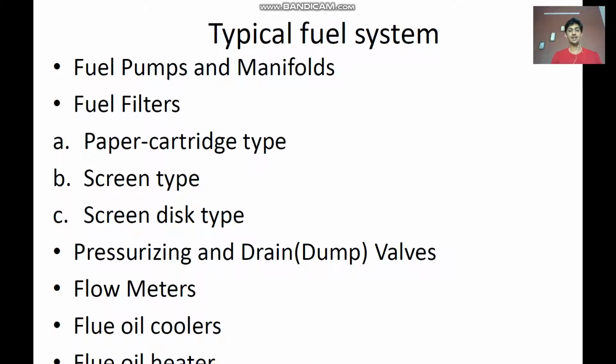Then pressurizing and drain valves, which are very important for a fuel system. Then flow meters to control how much fuel flow is going across the feed line. Then there are fuel oil coolers and fuel oil heaters, for if there are any clogs because of some impurity or because of some phase change, then that particular part has to be heated or cooled based on the requirement. So those are nothing but oil cooler or oil heater systems. These are the basic components of a fuel system.